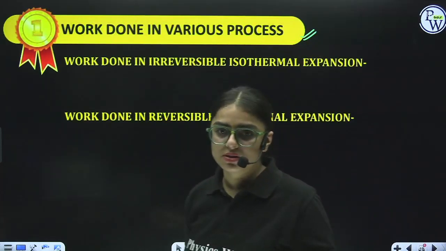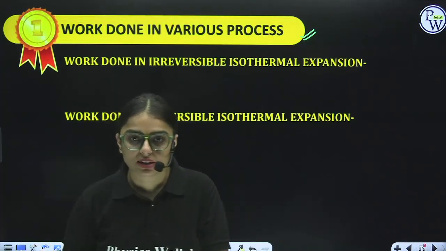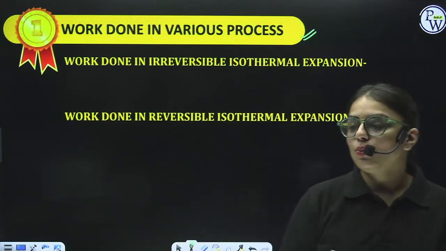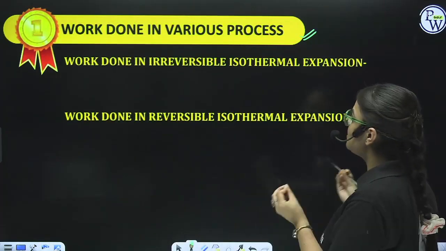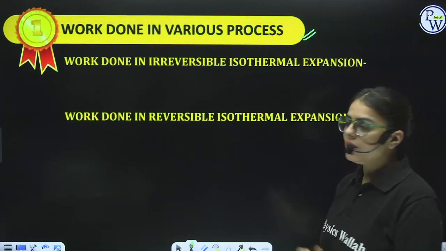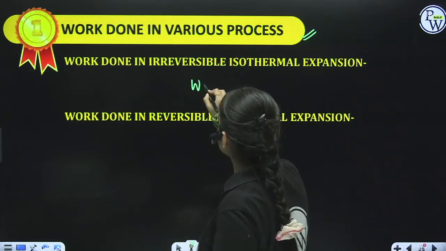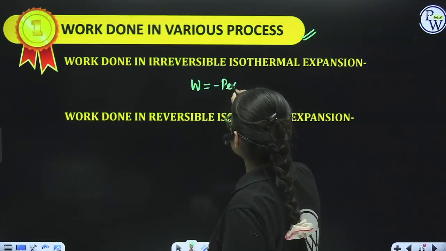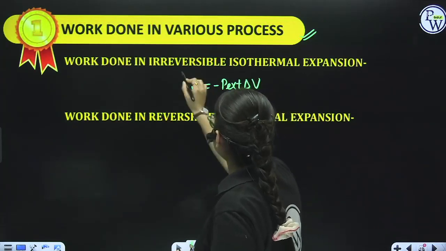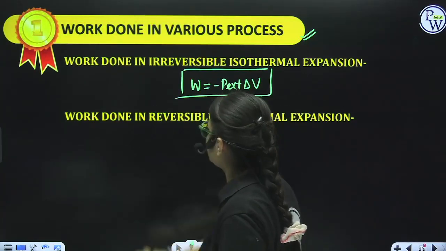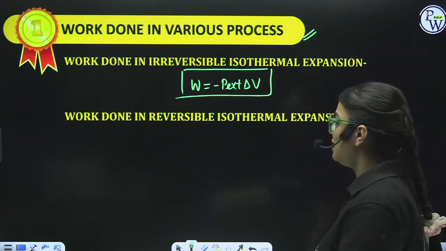So there are various processes in which we are going to understand about the work done. Let's start with them. So the very first is work done in irreversible isothermal expansion. In irreversible isothermal expansion, it is very simple, that is minus P external delta V. What is work done? Work done is minus P external delta V.